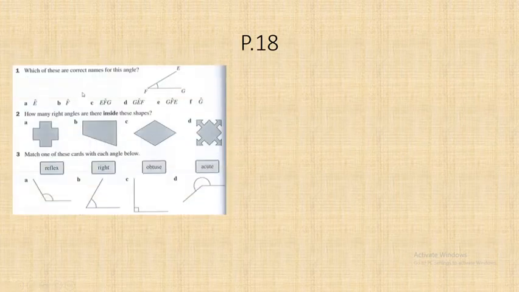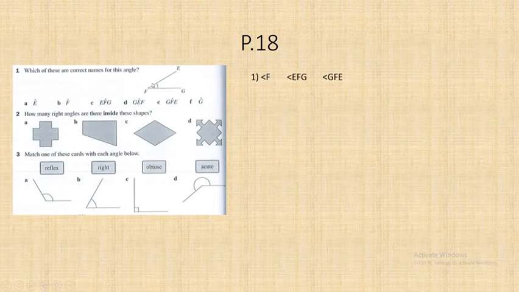Which of these are correct names for this angle? Here I can call this angle angle F, because this is the vertex of the angle, or I can call it with side, vertex, side, like EFG or GFE. So I can call this angle three names: angle F, angle EFG, or angle GFE. These are the three correct names for this angle.